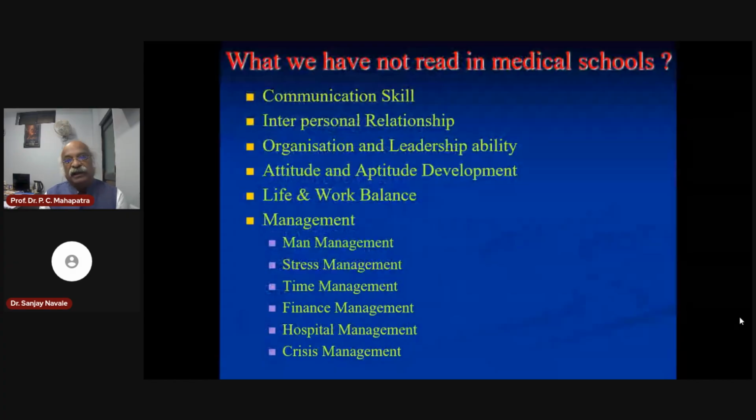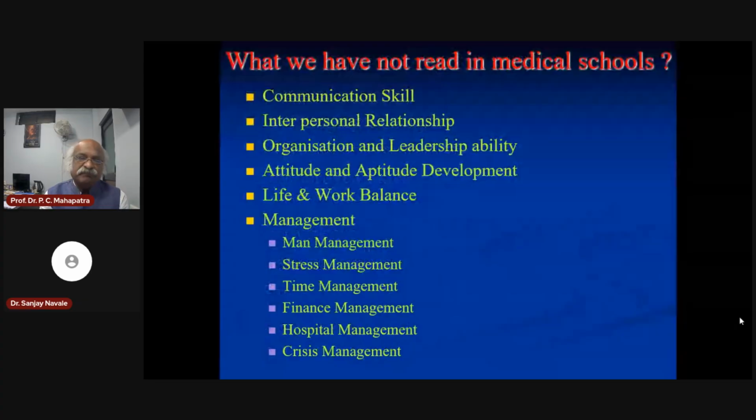And life and work balance is a very important part for that. It will take an hour together to speak about this particular aspect of life and work. Life and work balance should be there if at all you want to be a successful professional. And last, and very important, part that we are not taught in medical schools is management.